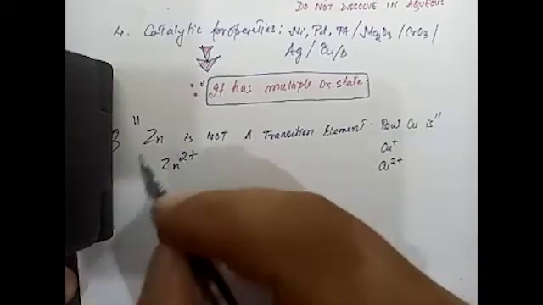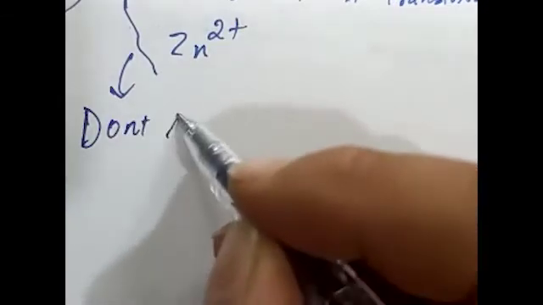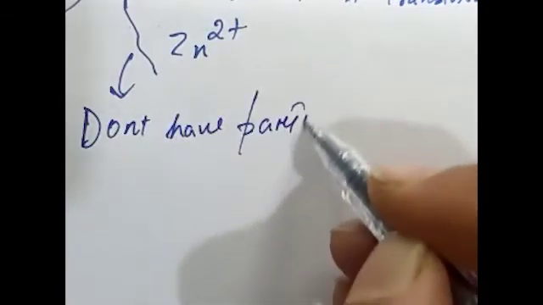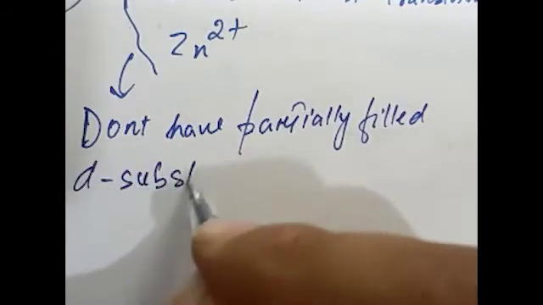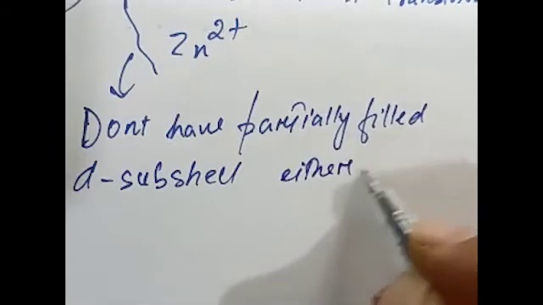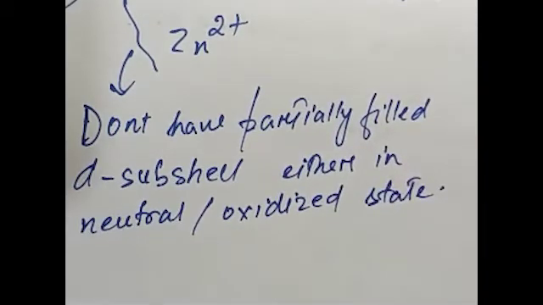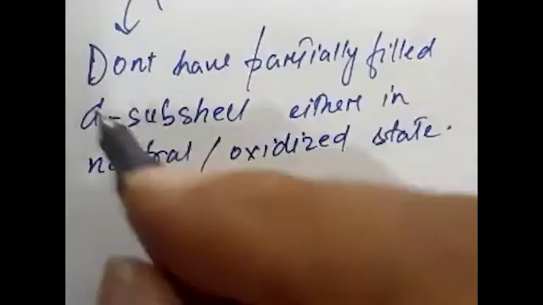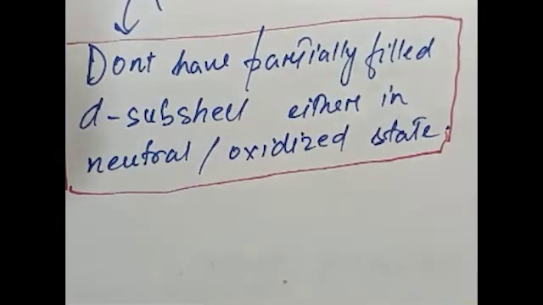So zinc does not have a partially filled d subshell, either in the neutral or oxidized state. This is a very, very important point. It does not have any partially filled d subshell either in the neutral or oxidized state.